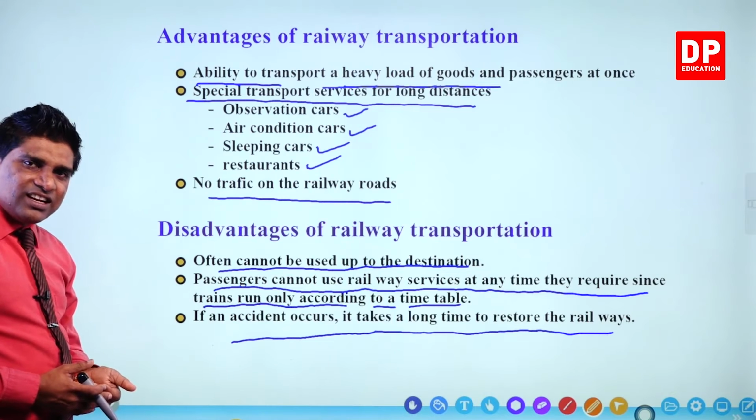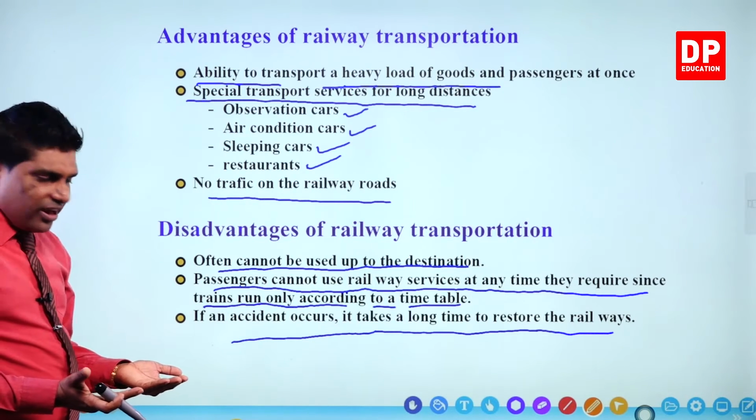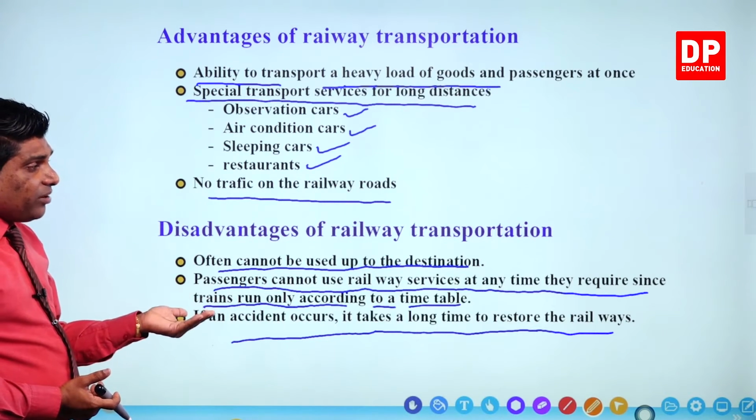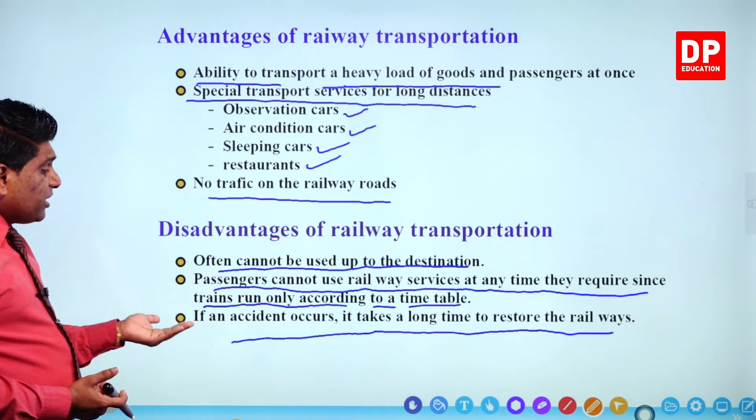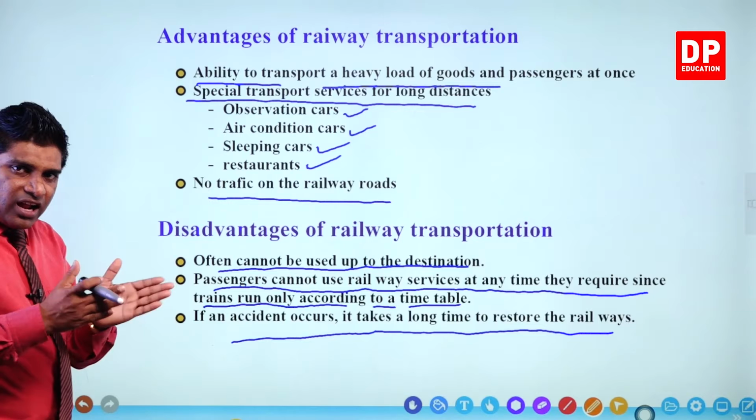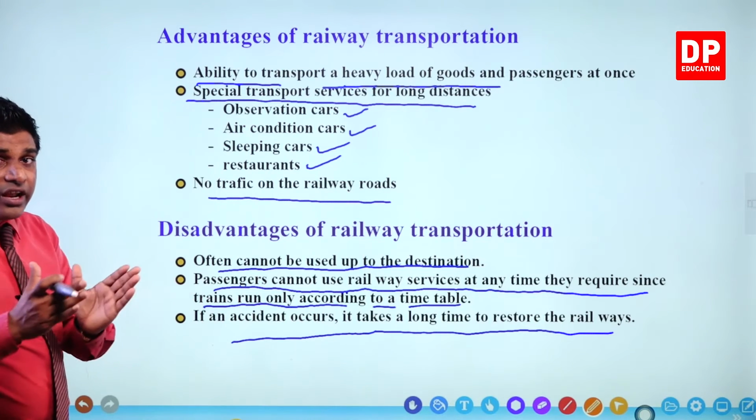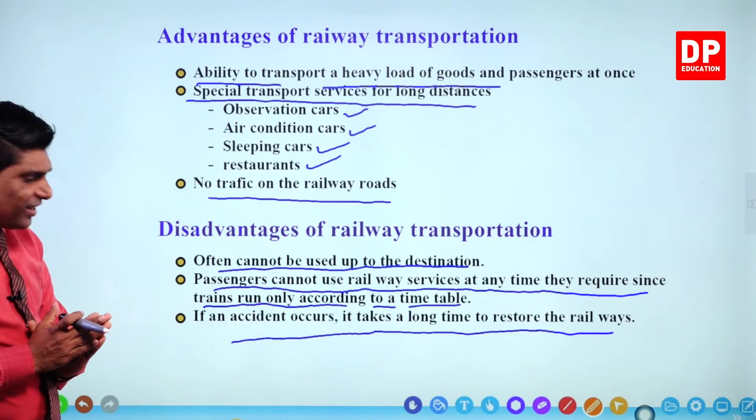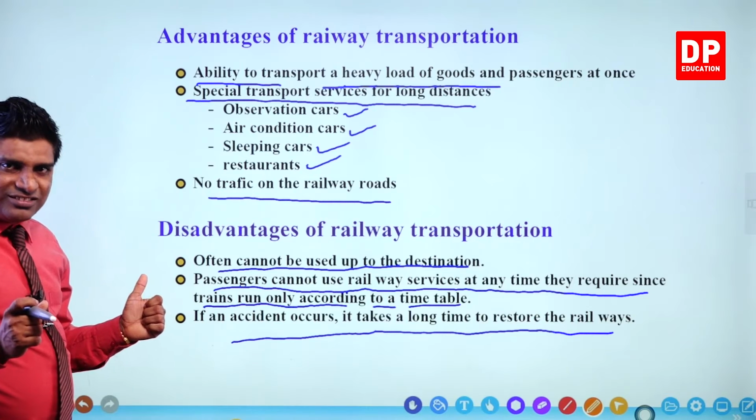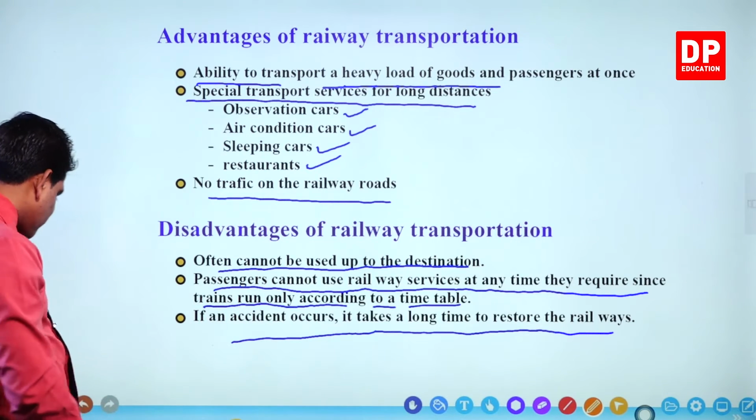Now I discuss disadvantages. Often cannot be used up to the destination, right? Passenger cannot use railway services at any time they require, since trains run only according to the timetable, right? Train runs according to the timetable. You want to adjust your journey according to the train timetable, right? If an accident occurs, it takes long time to recover. These are the disadvantages of railway transportation.